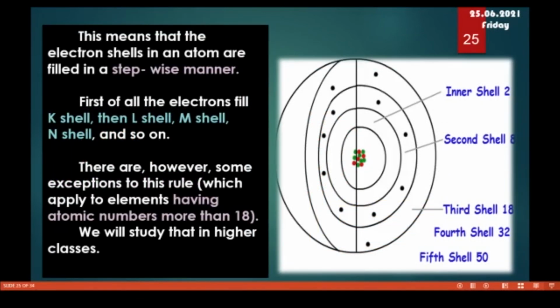This means that the electron shells in an atom are filled in a stepwise manner, because K shell 2, L shell 8, M shell 18. First the electrons fill the K shell, after that the L shell, after that the M shell, and then the N shell. There are, however, some exceptions to this rule which apply to elements having atomic number more than 80. We will study that in higher classes.